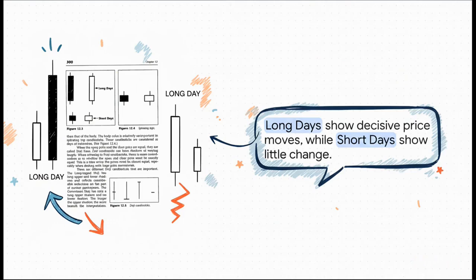Over here on the left, we've got long days. See those really long bodies? They represent a big price change, and they show that either the buyers or the sellers were decisively in control. No question about it. Then on the right, you have short days. The small bodies show there wasn't much of a price change at all. Kind of a quiet, hesitant day.